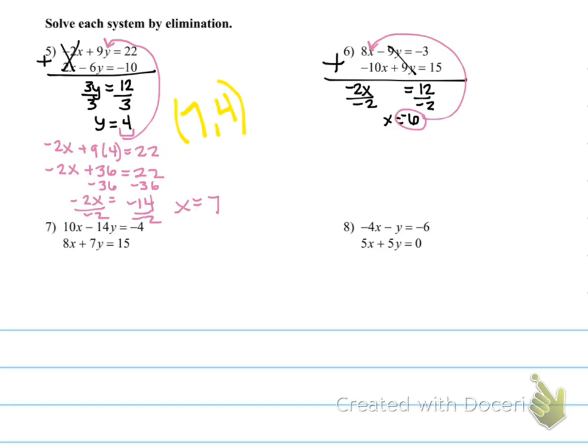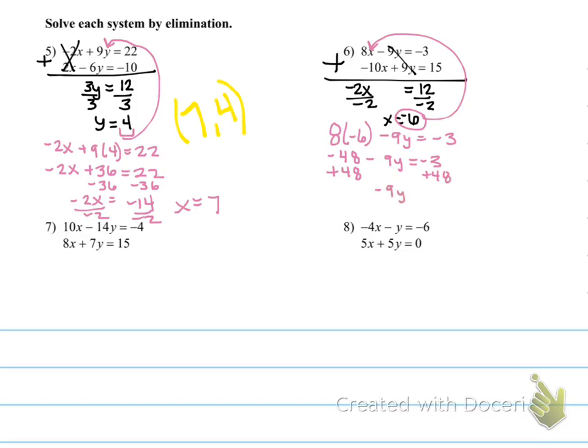Okay, so I've got 8 times negative 6 minus 9y equals negative 3. Multiply your 8 times negative 6 first, which gets you negative 48. And then you've got minus 9y and then equals negative 3. So let's get rid of that negative 48 by adding. So plus 48, plus 48.